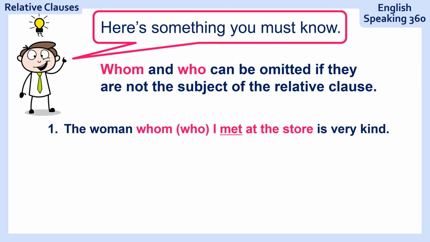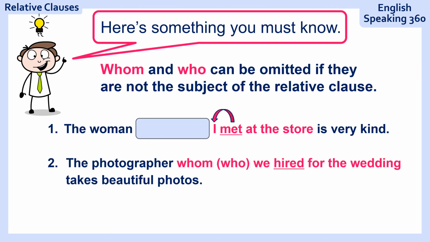Now you have to ask yourself, is whom or who the subject of the relative clause? So you have to ask yourself, who met someone at the store? And the answer is, I met someone at the store. So I is your subject. Therefore, whom and who are not the subject. And if they are not the subject of the relative clause, they can be omitted. You can remove them, and it doesn't matter. It doesn't make any difference. The woman I met at the store is very kind.